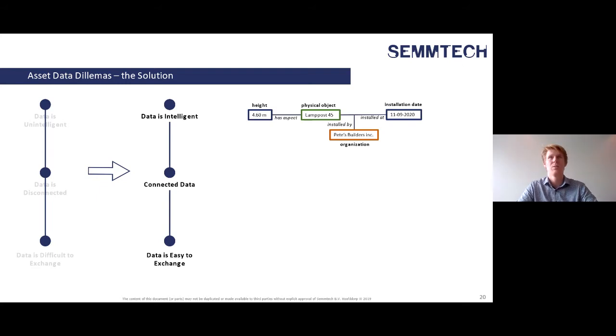information models, so that we know that something is of a type of height, which is an aspect of something which is a physical object, for example, which is installed at a particular installation date by something which is an organization, for example. By making this explicit, the data, the information itself becomes more intelligent and also more interpretable, not just by us humans, but also by our applications and computer programs.